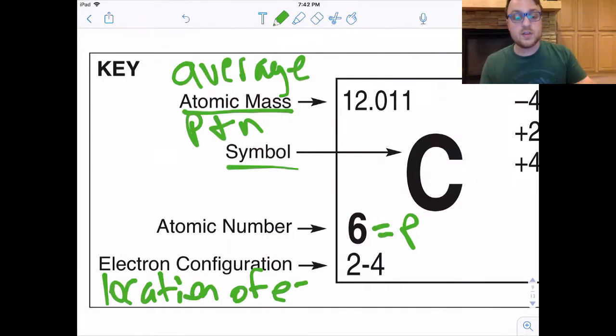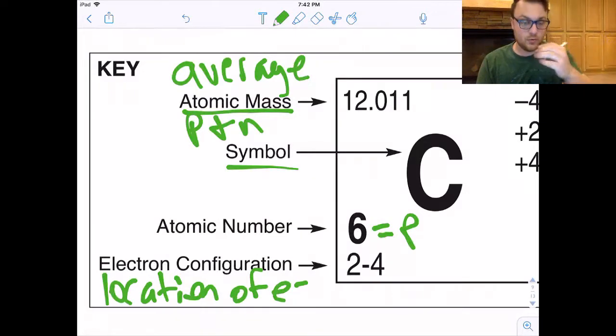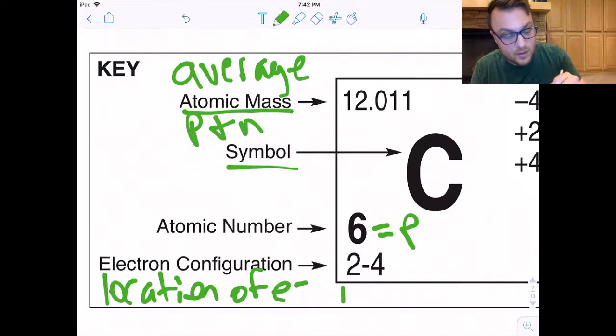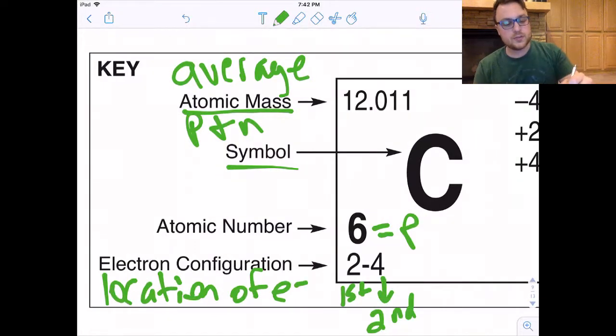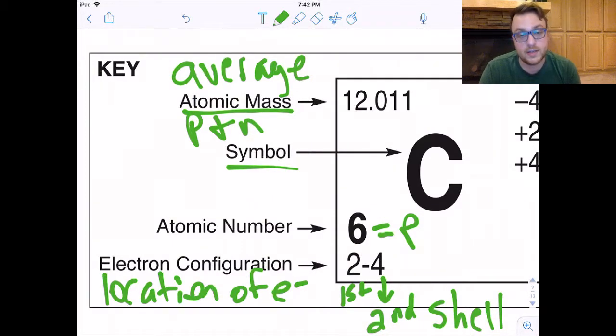As you go down the groups of your periodic table, you'll notice that the electron configuration gets greater and greater, and that corresponds to what shell or energy level these electrons are in, where the first shell is very close to the nucleus, and the second shell is a little further away, and they just keep getting further and further away.